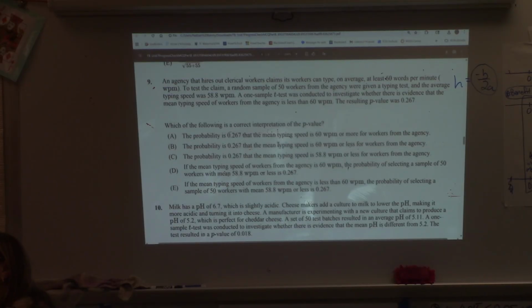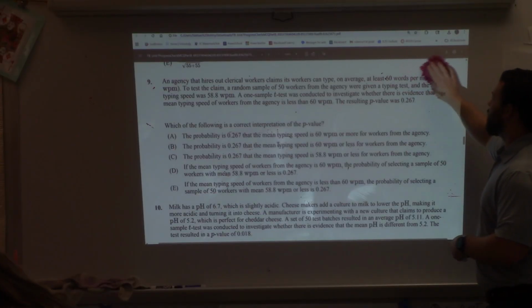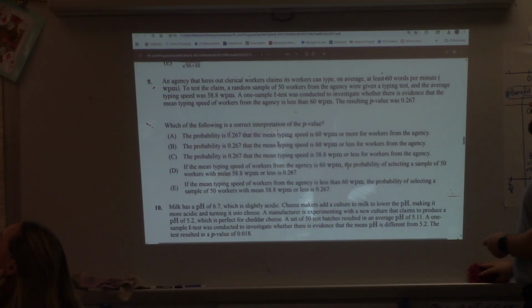An agency that hires out clerical workers claims its workers can type on average at least 60 words per minute. To test the claim, a random sample of 50 workers from the agency were given a typing test, and the average typing speed was 58.8 words per minute. A one-sample t-test was conducted to investigate whether there's evidence that the mean typing speed of workers from the agency is less than 60 words per minute.